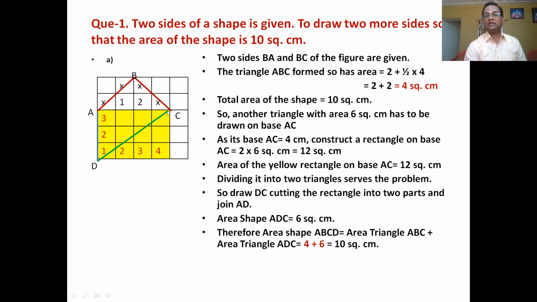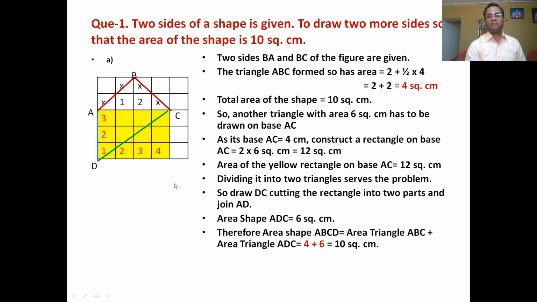Now I cut it into two parts, either diagonally or you can take any points here. This point, this point, this point, or this point, name it as D. Join AD and join CD. Now A, B, C, D becomes the required shape.